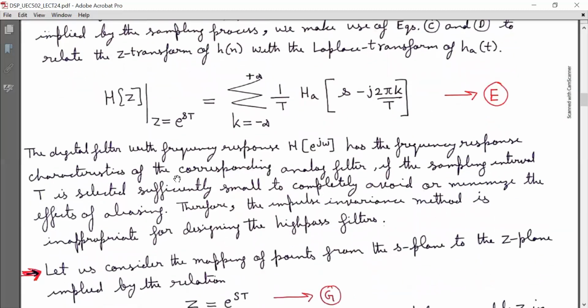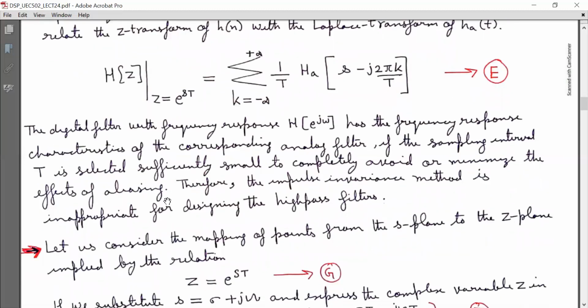The digital filter with frequency response H(e^{jω}) has the frequency response characteristics of the corresponding analog filter if the sampling interval T is selected sufficiently small to completely avoid or minimize the effects of aliasing.